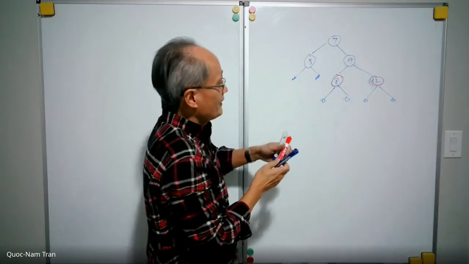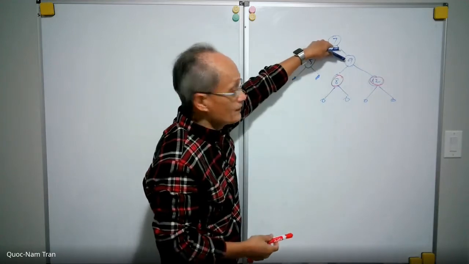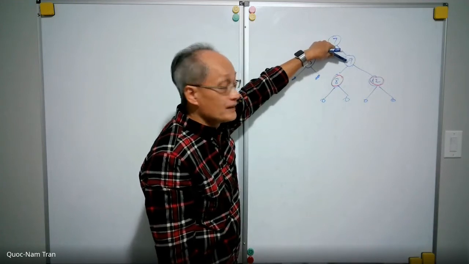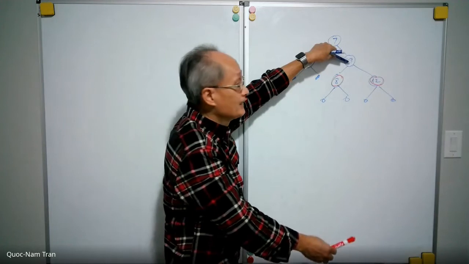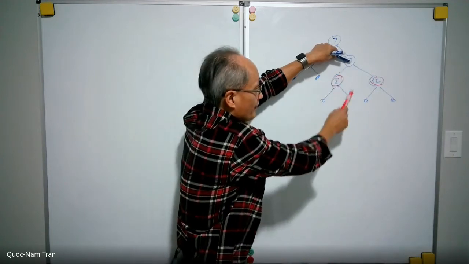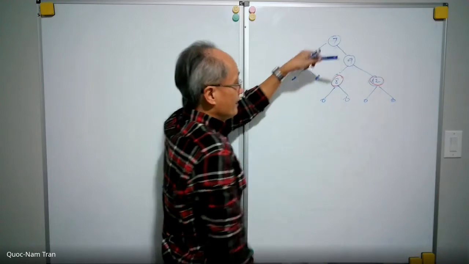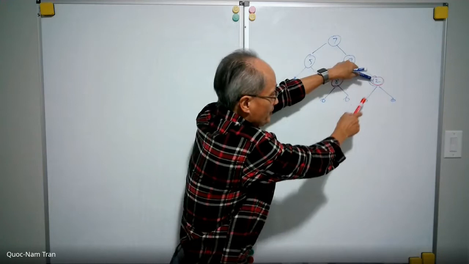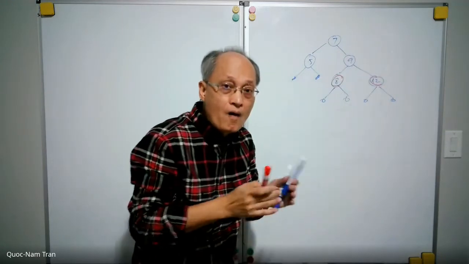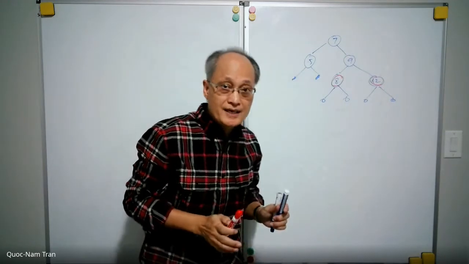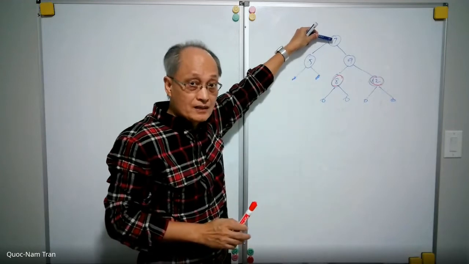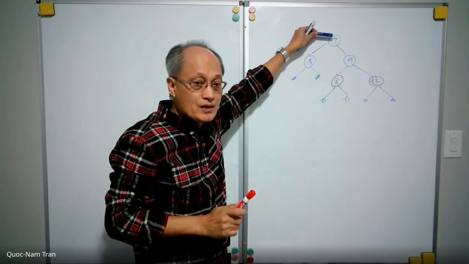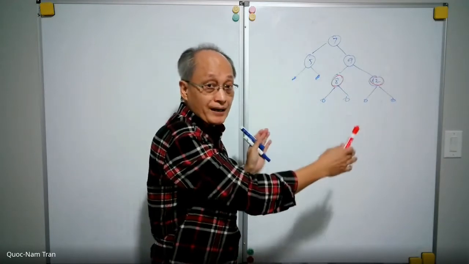Or if you count starting with this node, how many black nodes do you have for the branches starting from 9? 1. Starting from 8, 1. From 12, 1, right? So all branches of the tree starting from any node will have the same black count. And that will help us to have the tree balanced.